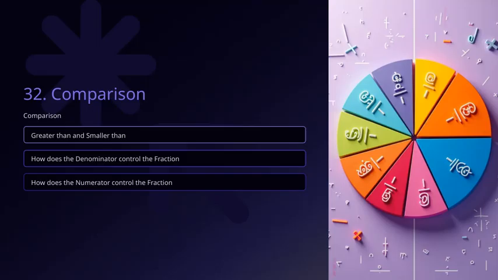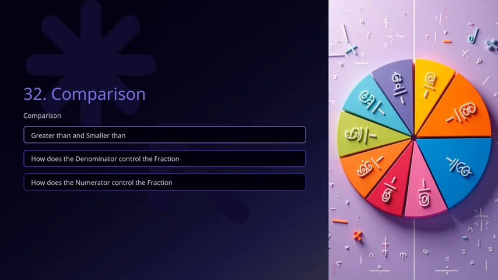Let's take a closer look at the comparison between greater than and smaller than symbols. These are fundamental when we're comparing fractions or any numbers. Understanding how to interpret these symbols helps us see which value is larger or smaller, which is essential in many mathematical contexts.